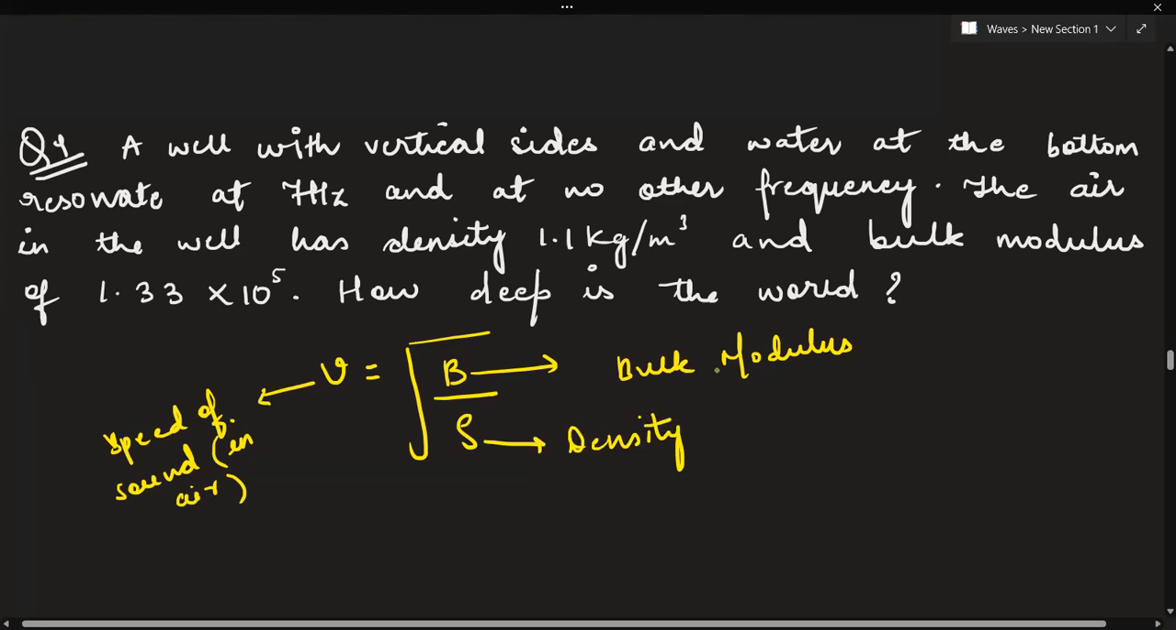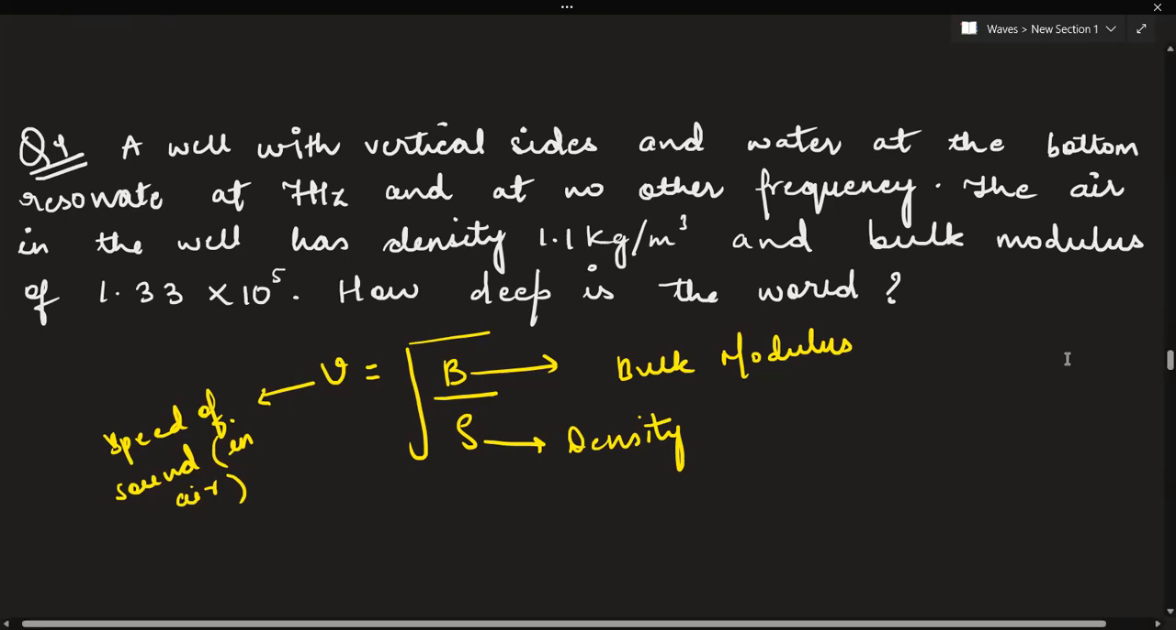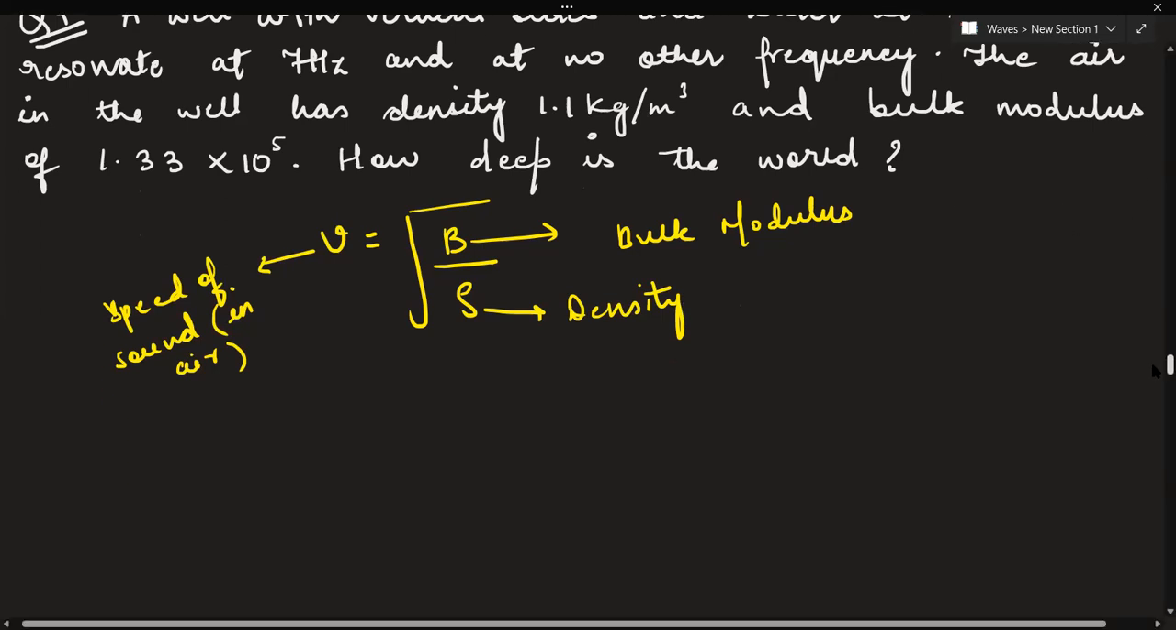Now it has given us the frequency, with vertical sides and water at the bottom. So the frequency is given by what? Velocity divided by 4L. We have to actually calculate the length of the pipe. Consider this well as a pipe. Then we have to find out the length, because it asks us: how deep is the well?